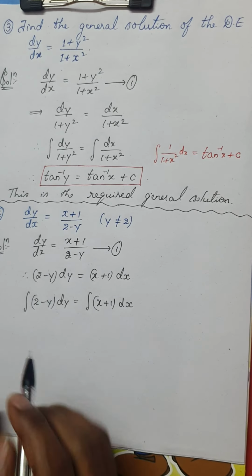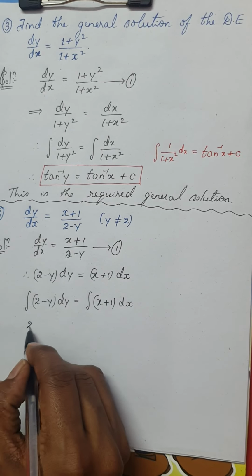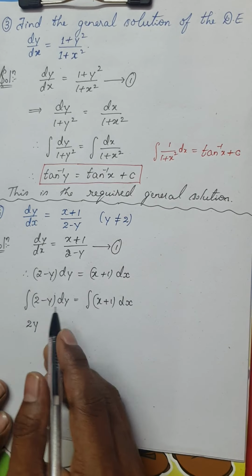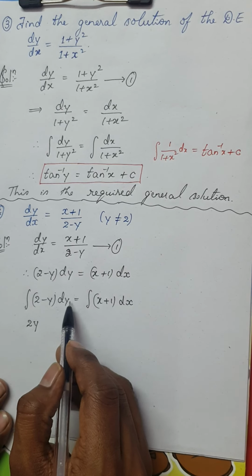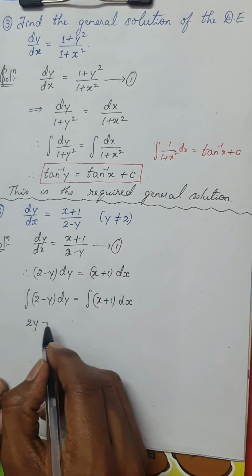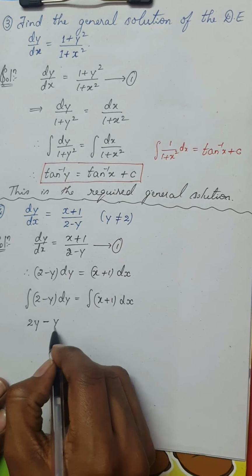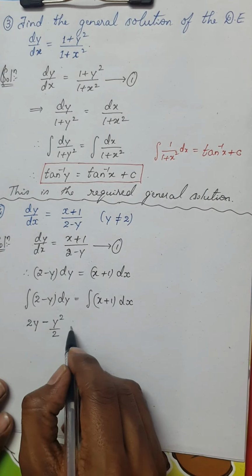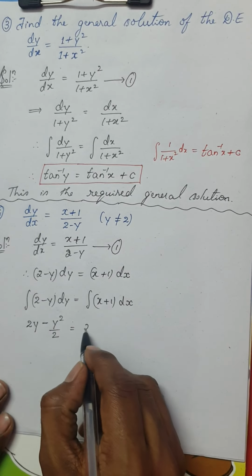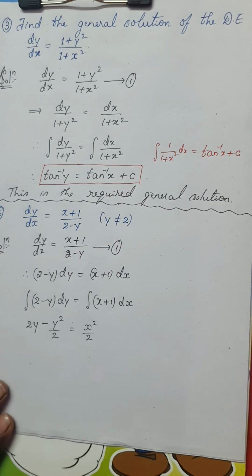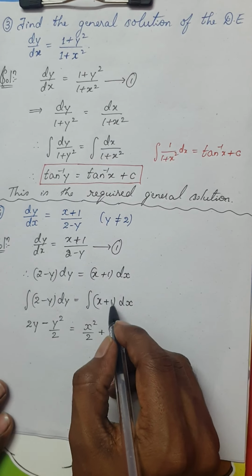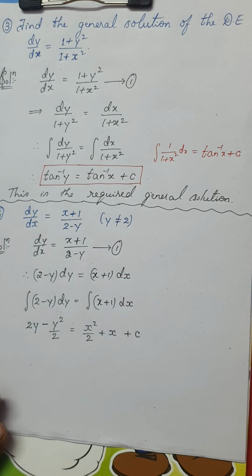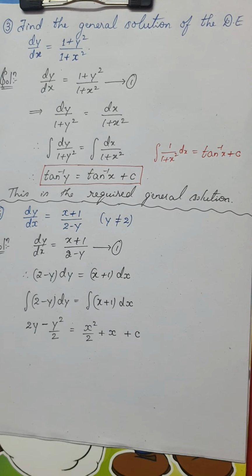Now let's start integrating. 2 is a constant. We all know integral of 2 with respect to y is 2y. Don't make a mistake of writing 2x, because it would be 2x only if it is in terms of x. Minus integral of y, which is y square divided by 2, is equal to x square divided by 2 plus x, plus c, which is the constant of integration.